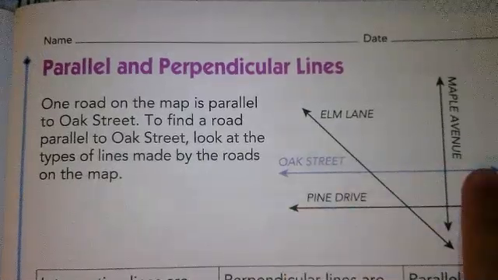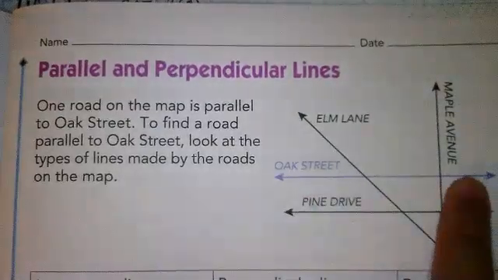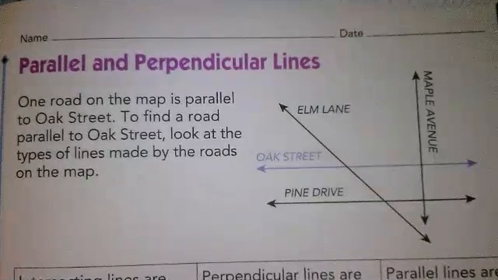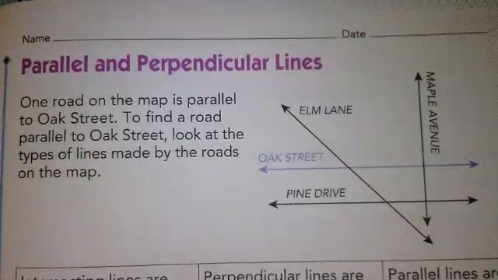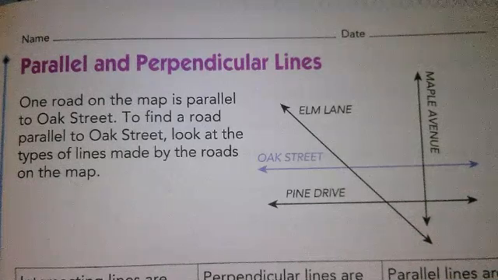Oak Street is in purple here. It's in a different color, right? And it wants you to find what street is parallel to Oak Street. Remember, parallel lines never intersect. So looking at all of these streets, which street is parallel to Oak Street? Lauren? It's in your book too.